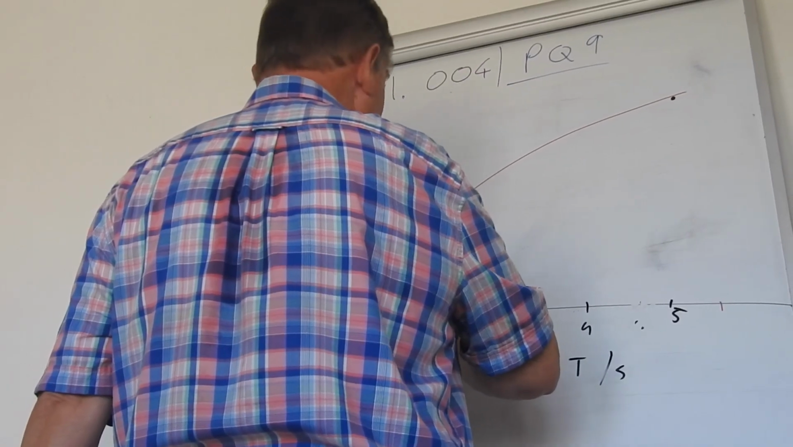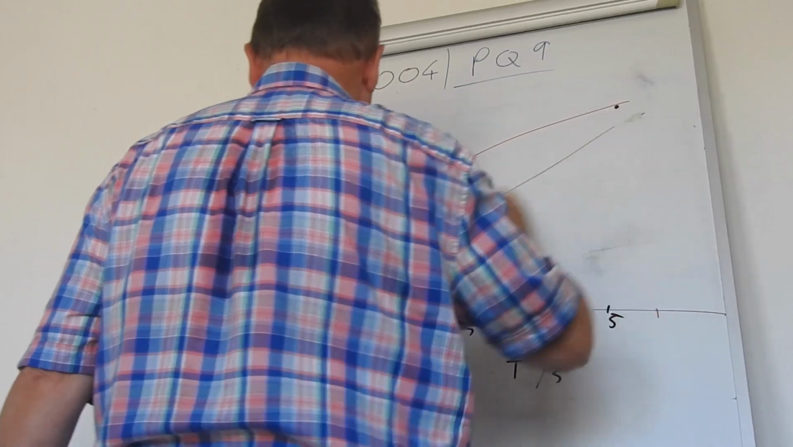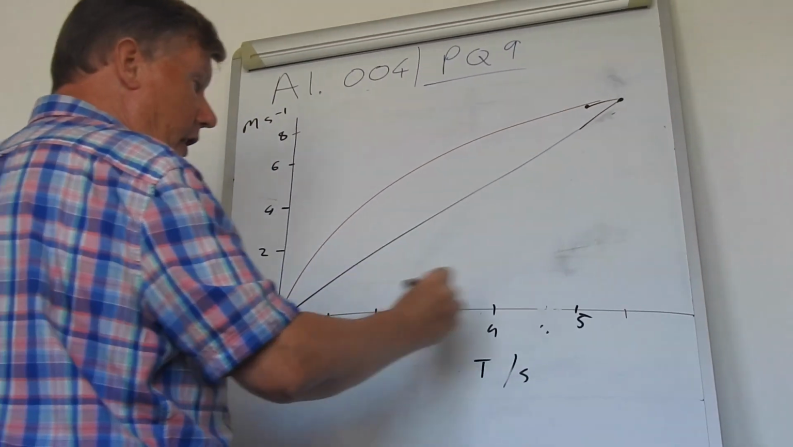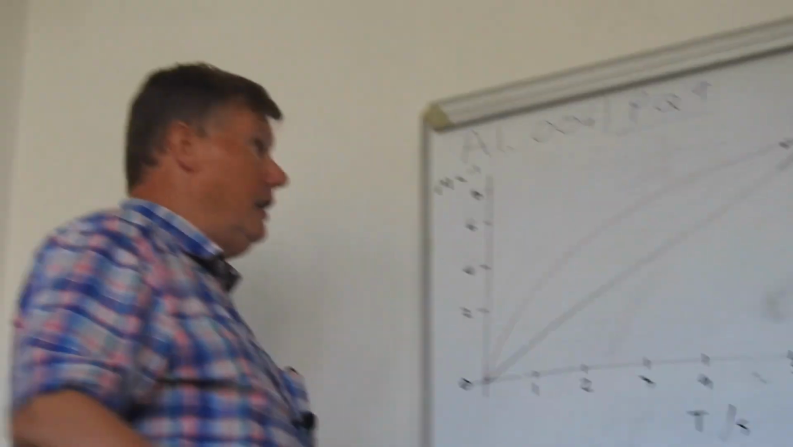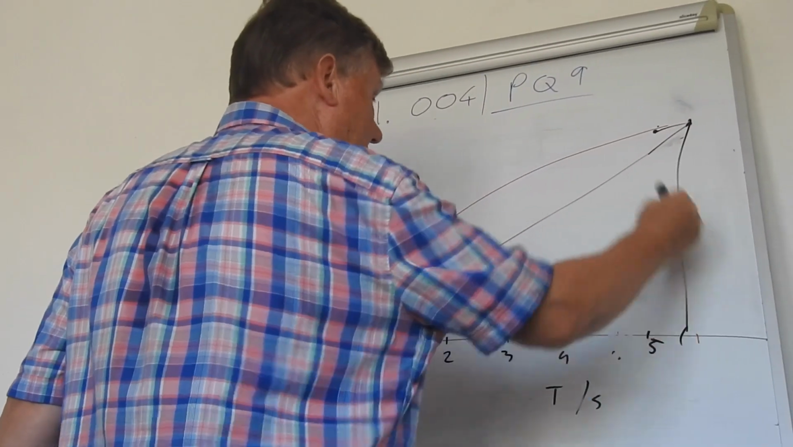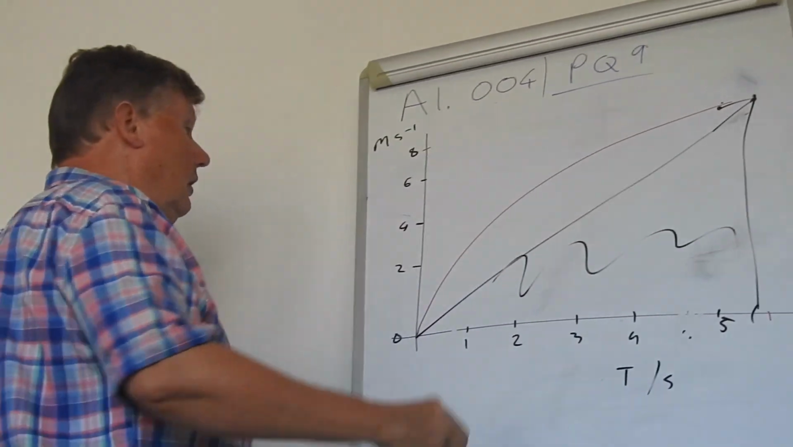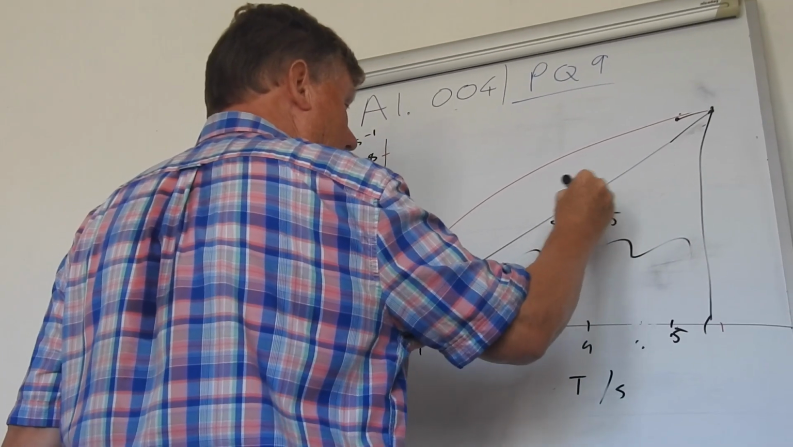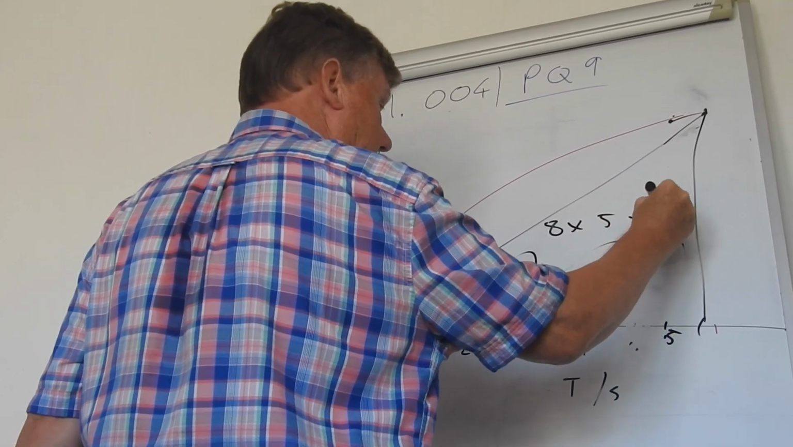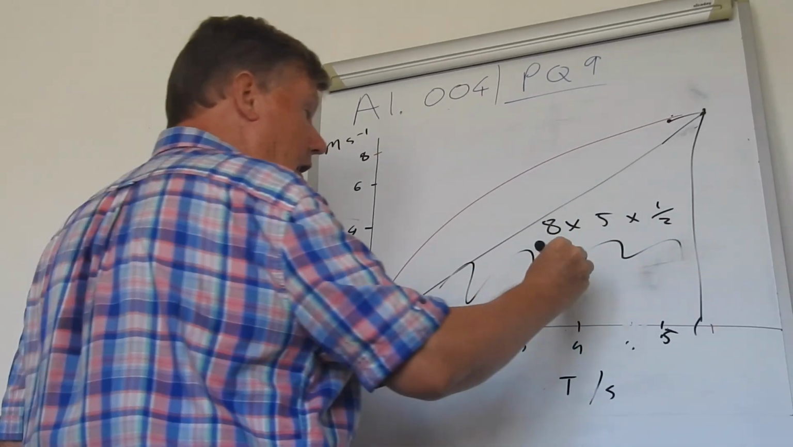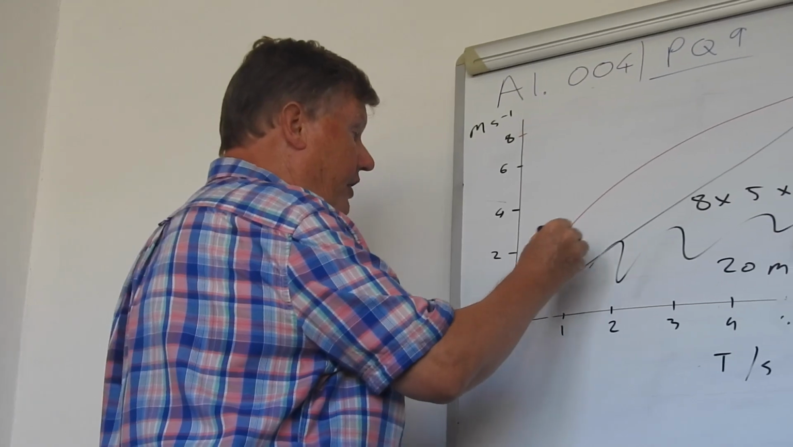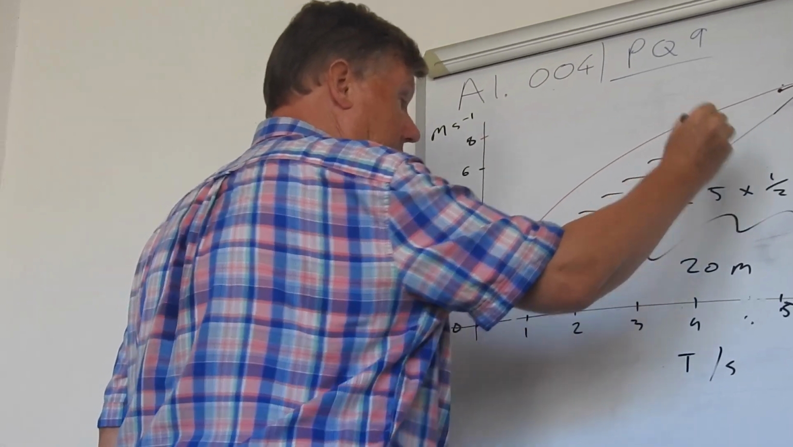Do you agree that if I drew a straight line from 0 up to the line at 5 seconds, then the area of this triangle would be 8 times 5 times a half? 8 times 5 times a half is 20 metres. And we still haven't counted this much here.